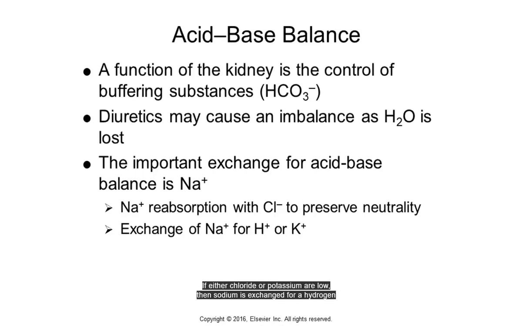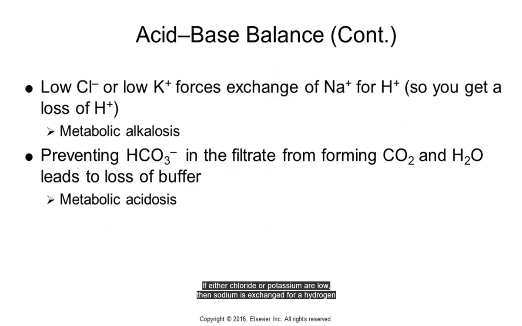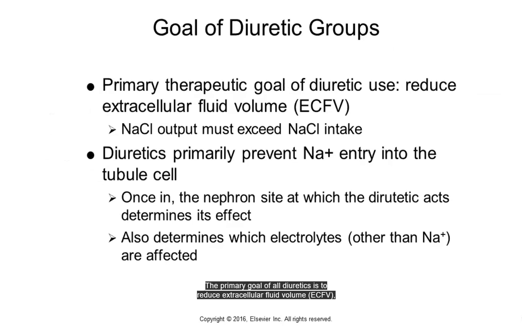The kidneys are also integral to acid-base balance, with sodium also being the crucial ion in this process as well. If either chloride or potassium are low, then sodium is exchanged for a hydrogen ion, producing a loss of a hydrogen ion, which leads to metabolic alkalosis. If bicarbonate is prevented from being in the filtrate and forming carbon dioxide and water, then this loss of bicarbonate leads to metabolic acidosis.